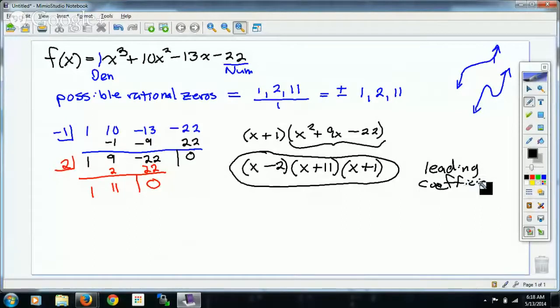What that means, does it match? So let's see, if I were to multiply these guys, I would get x times x times x, which is going to lead with a 1x cubed. And the question is, does this lead with a 1x cubed? Sometimes you'll miss the fact that this might be a 2x cubed, but that's definitely a 1, so I'm okay. So this is definitely the factored form.